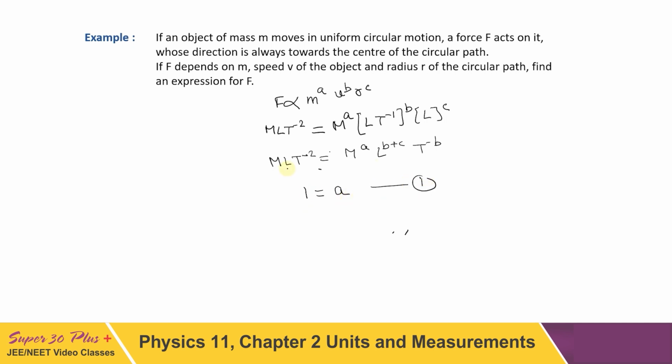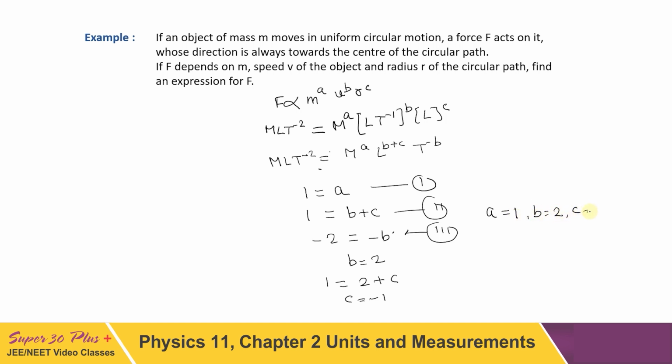Now come to the second one, that is length. On left hand side, power of length is 1. On right hand side, it is b plus c. So on equating, we got 1 is equal to b plus c. Next is third one, minus 2 is equal to minus b. From this third equation, we got b is equal to 2. Now substitute this value in second equation. So it can be written as 1 is equal to 2 plus c, and c we would get as minus 1. So finally we got values of a, b and c. a is equal to 1, b is equal to 2 and c is equal to minus 1.